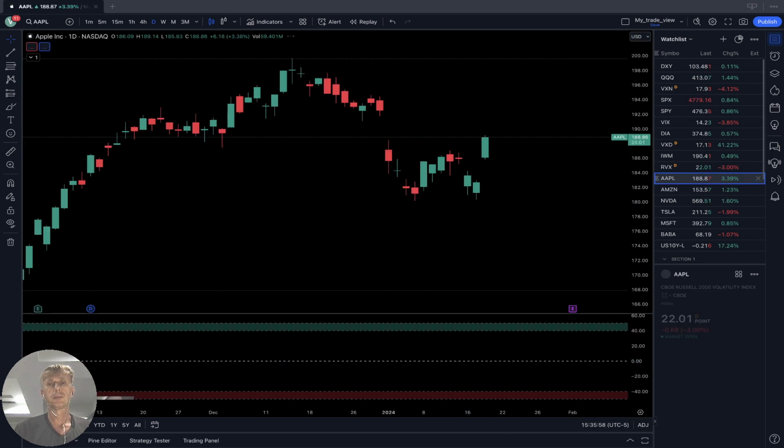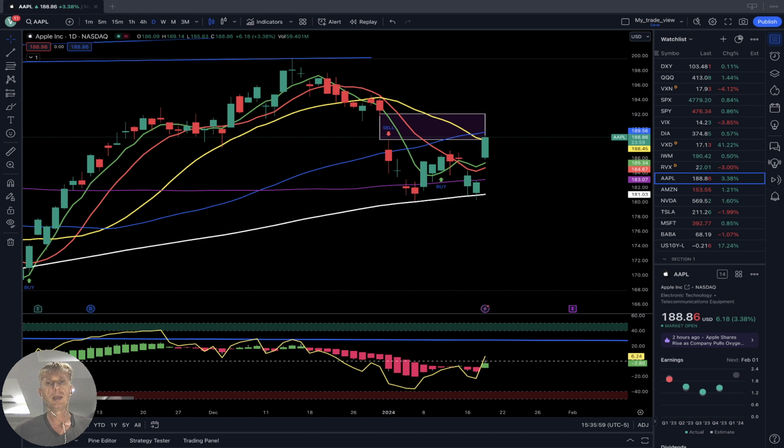Apple. Apple daily last bar, it's just trying to fill the gap, it touched the gap. It definitely needs more room to grow to fill the gap. But it's up today plus 3.5%.